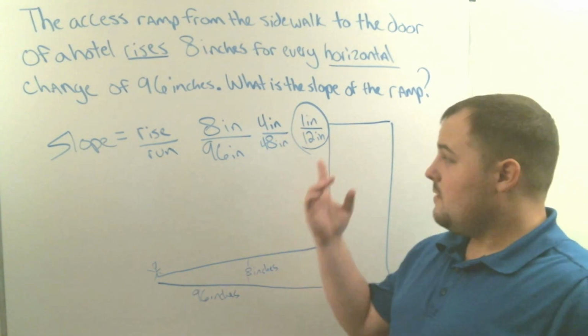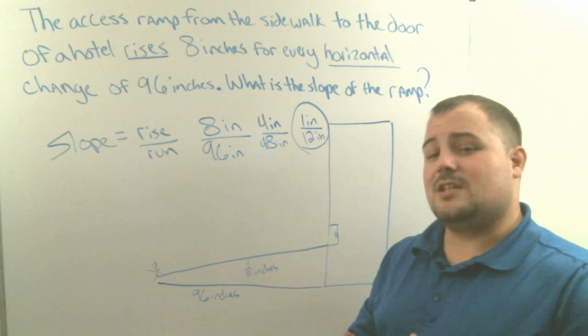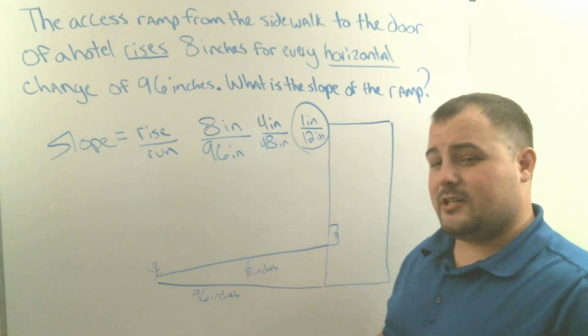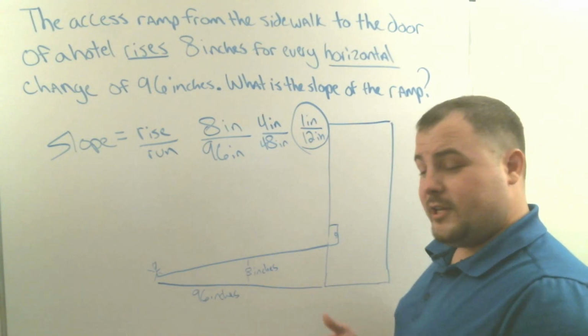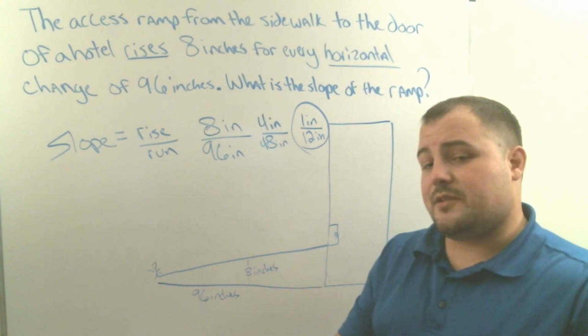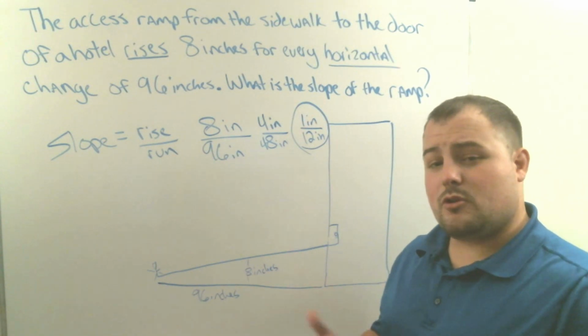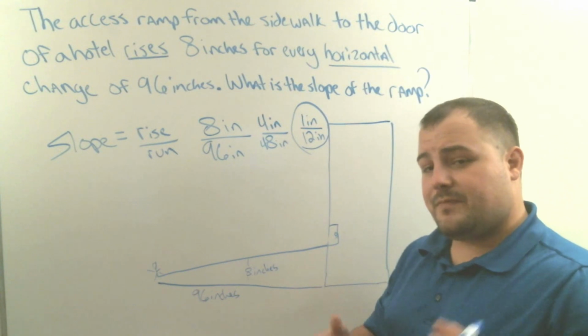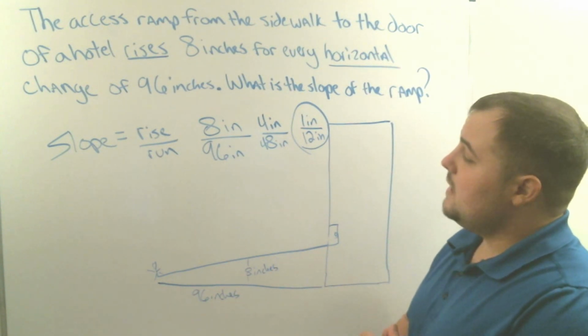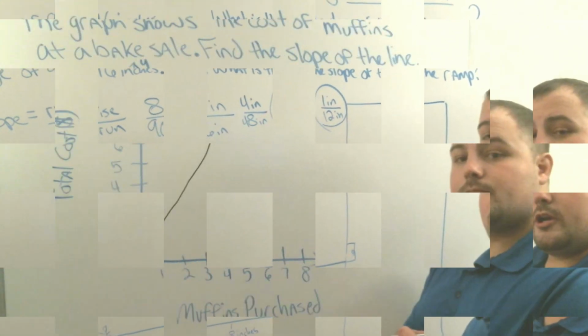That's not very fast. But again, we need to think about safety, and we need to think about, is it logical that we can walk up something, or wheel a wheelchair up if we need to. So access ramps are very important, and we need to make sure that they don't go up too fast, so that people can walk down and go up them in a safe manner. So our rise over run is 1 over 12.